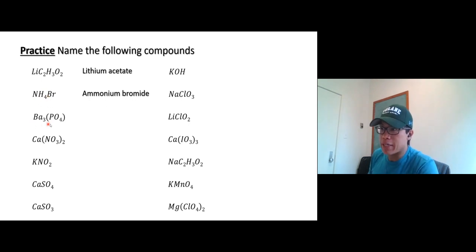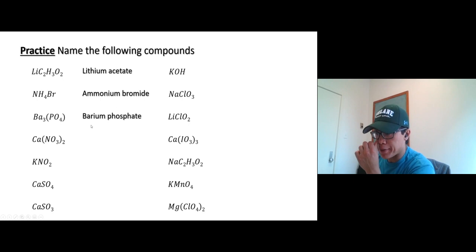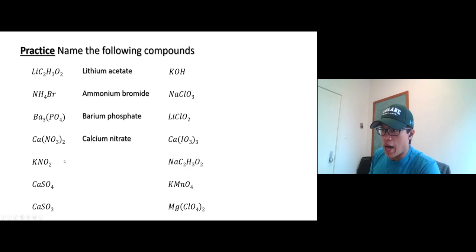Next one, we have barium phosphate. Good, barium phosphate. Next one, we got calcium nitrate. All right. Next one, potassium nitrite. We got calcium sulfate.